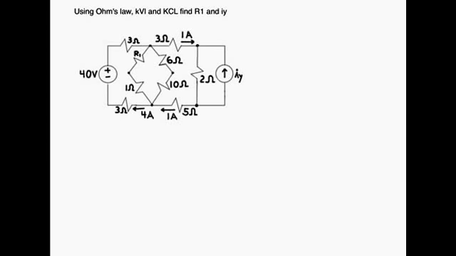In this problem, we're going to find I sub 1 and current I sub y using Ohm's law, Kirchhoff's voltage law, and Kirchhoff's current law. We start by selecting terminals x and y, and we're going to find an equivalent network for that.